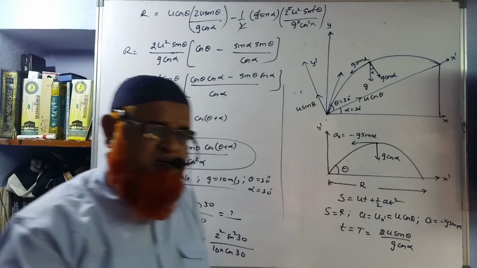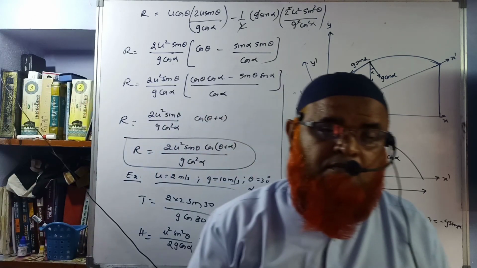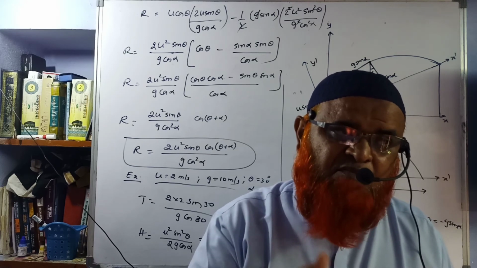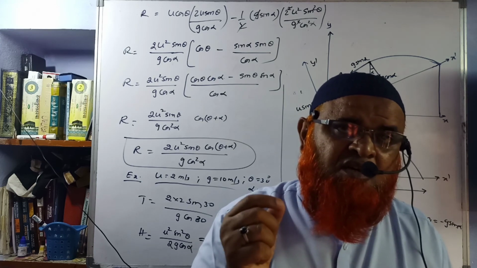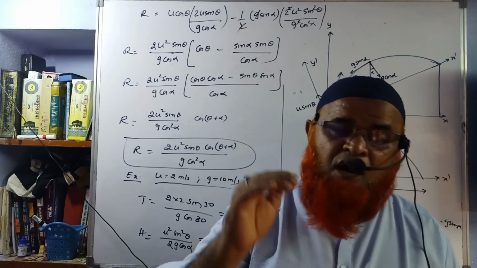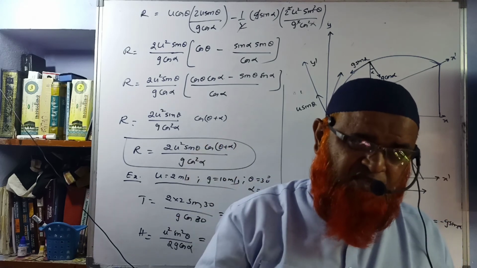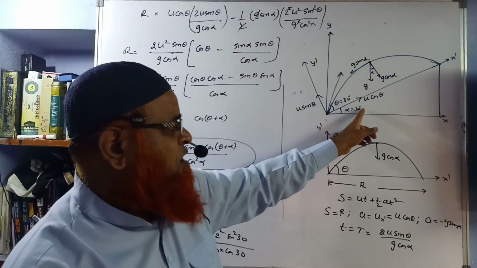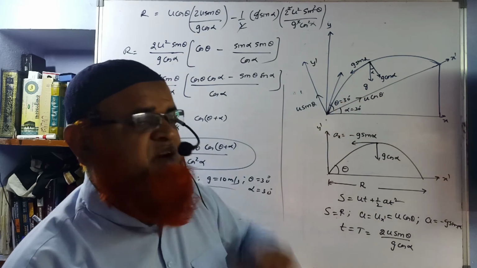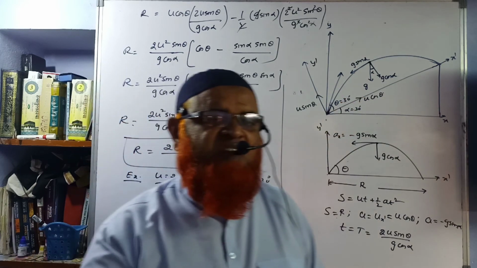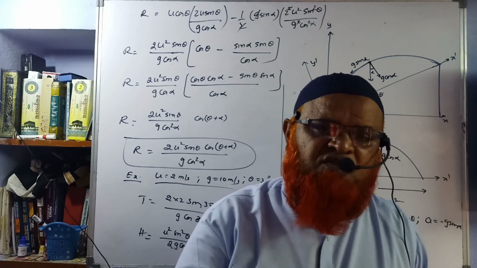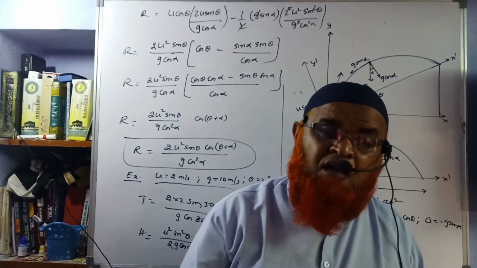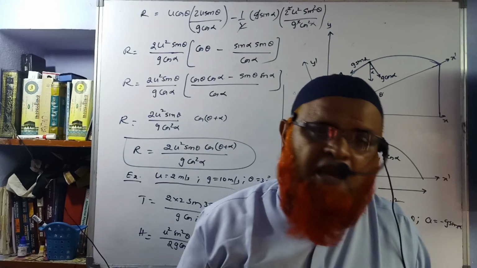If you observe, there is one problem in Mains also. On 10th April, second shift, you got this type of problem in 2019, latest. You can go and see. There, alpha was given as 30 degrees, theta is given as 15 degrees. So you should know the value of sin 15 and cos 15. If you know it, you can do it. It's a very simple thing. Nothing is difficult here. Once you know the basic concept, you can understand anything here.